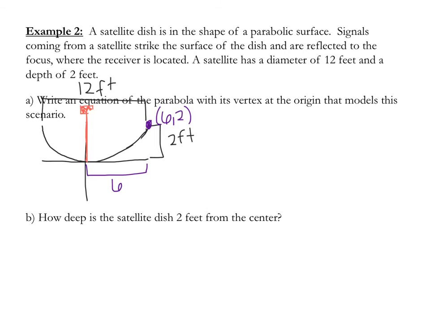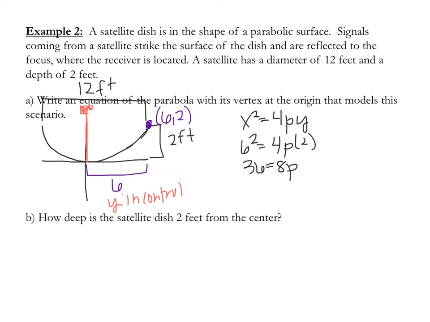And then I know, since I drew it this way, you could draw it the other way if you wanted to, but I drew it facing up, which is in the y direction. That y is in control. So it's going to be the equation x squared equals 4py. And I can plug in that x is 6, and that y is 2, and that's 36 equals 8p.